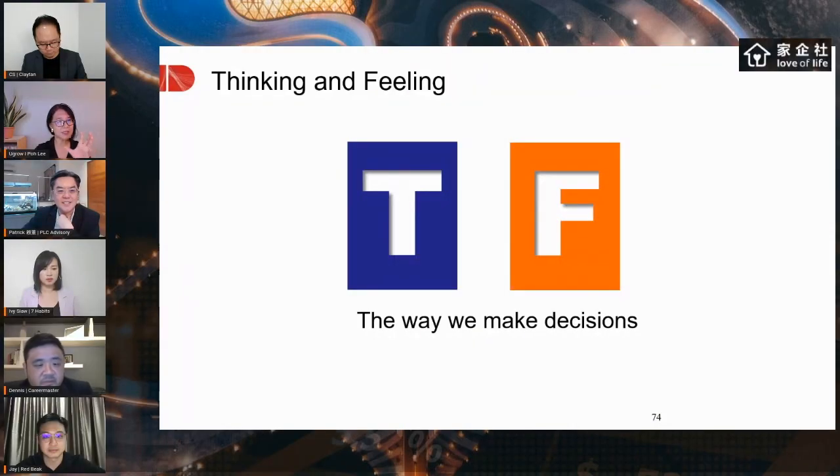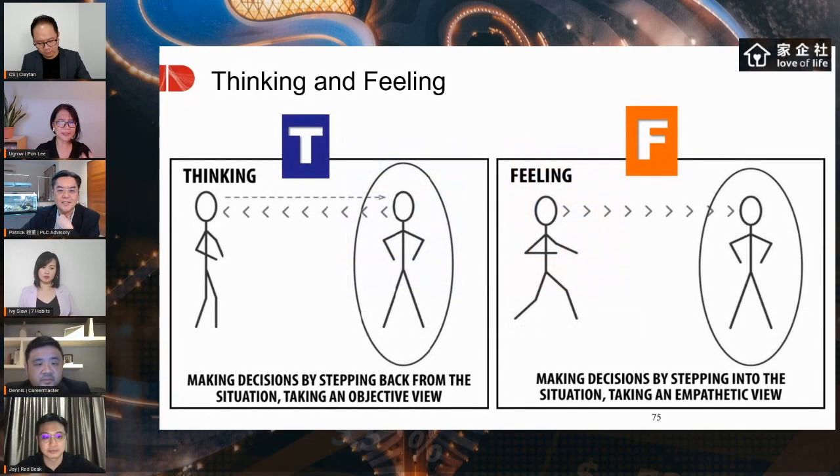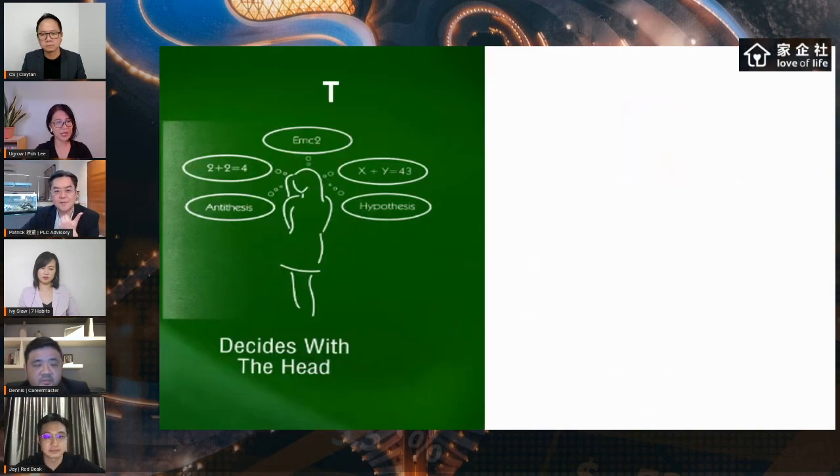Okay. Thinking and feeling is the way we make decisions. The way we make decisions. And thinking, feeling, they'll make decisions by staying back from the situation, taking a very objective view. But feeling people will make more on the empathic view. Okay, let's very quickly go through this and see which way you prefer to make your decision. Thinking people, they decide with the head.